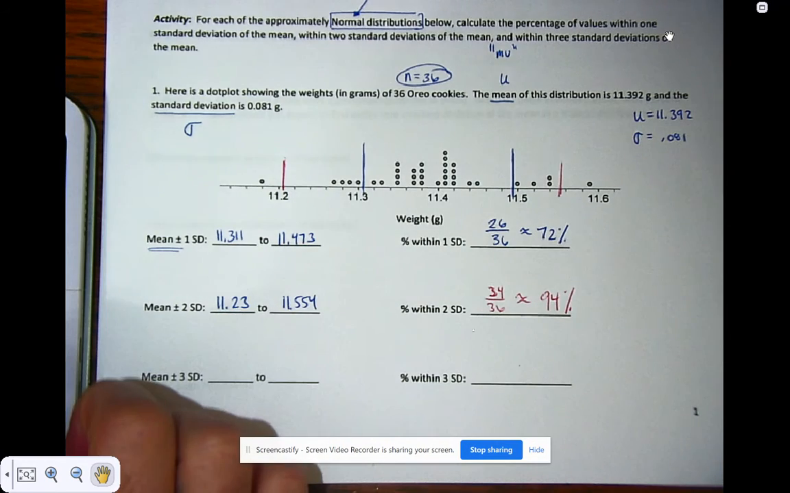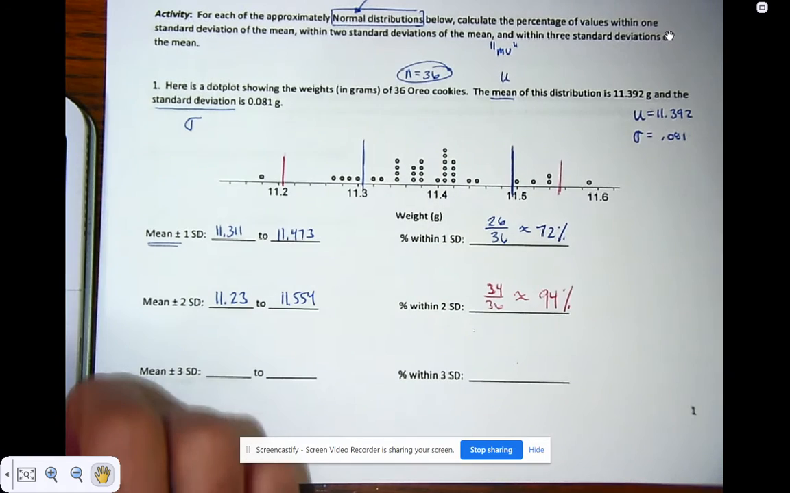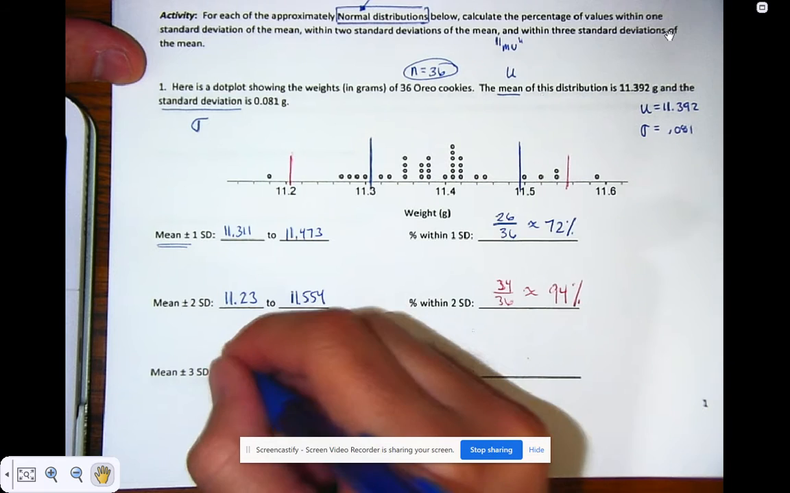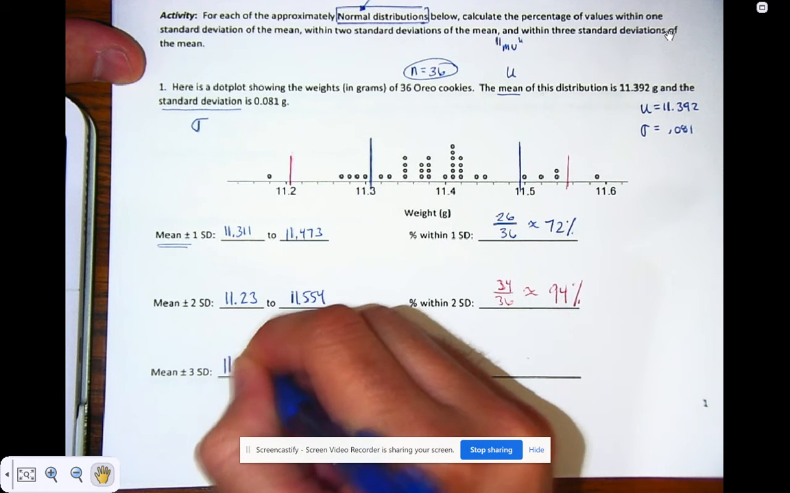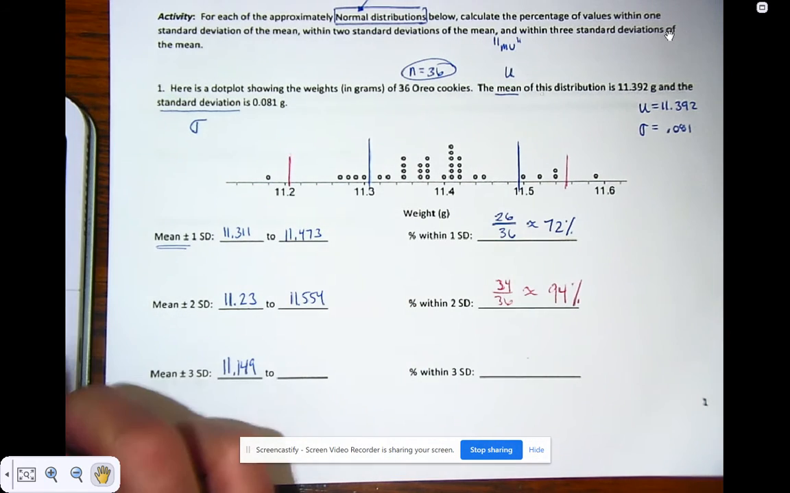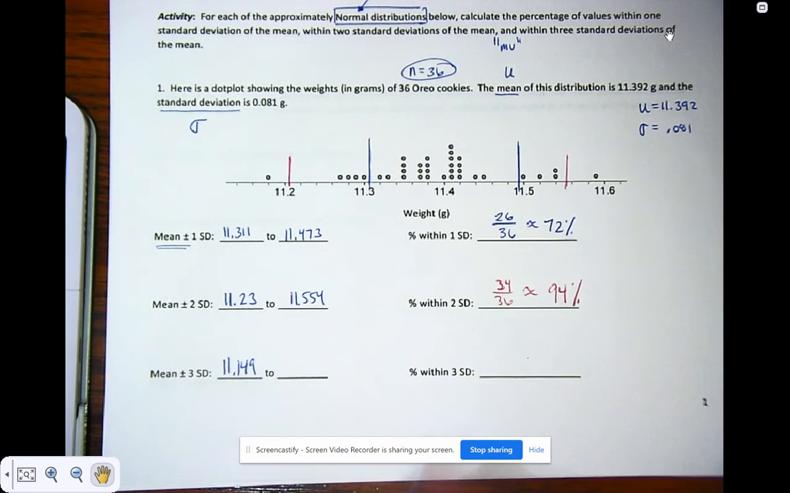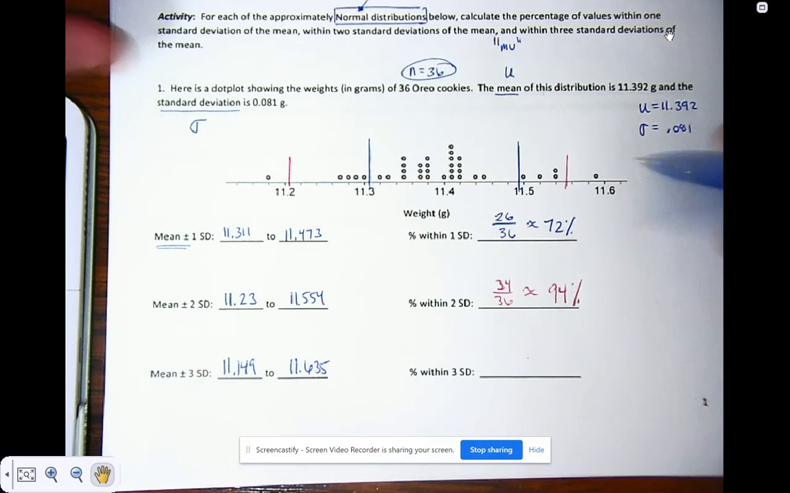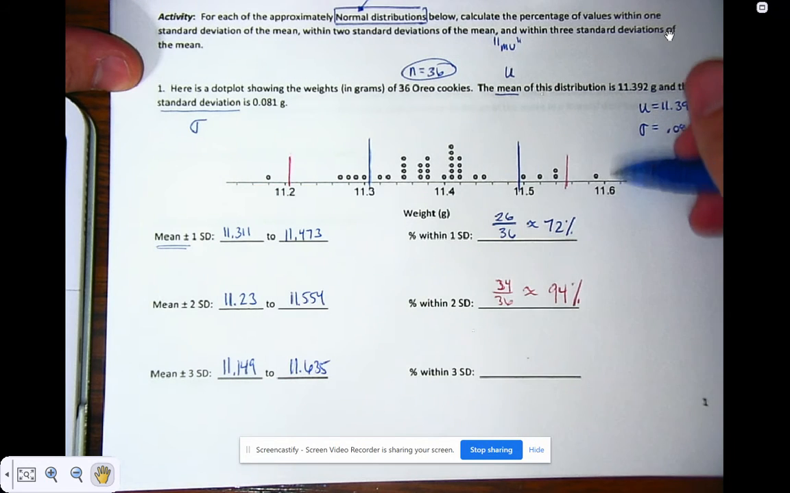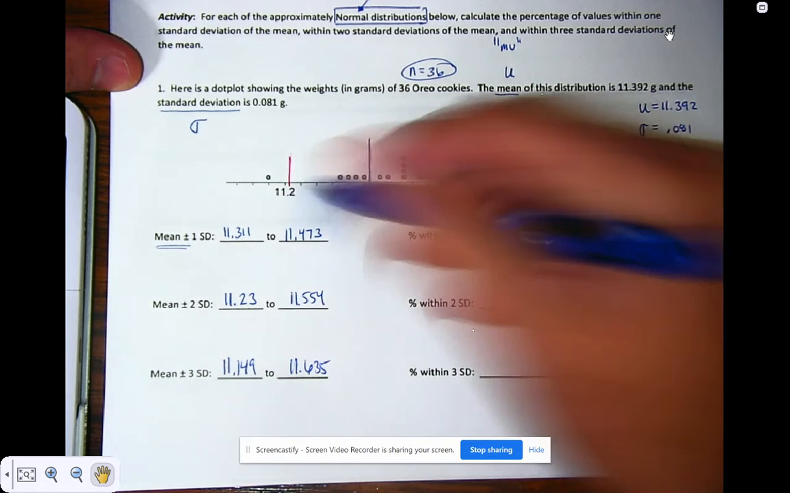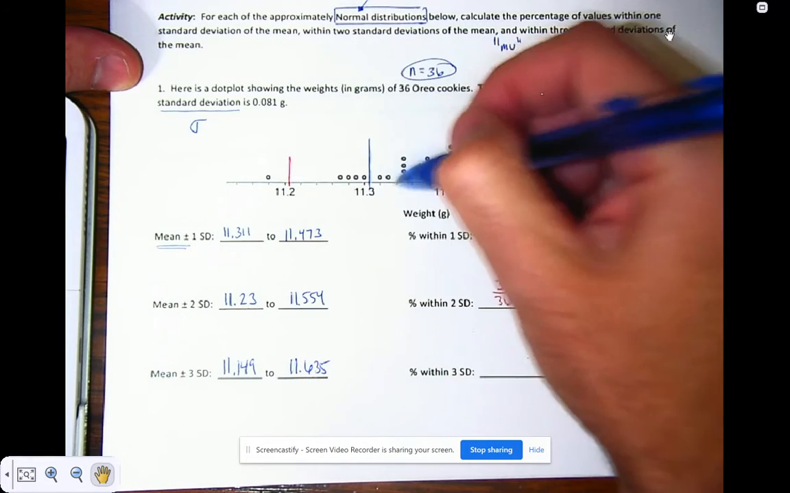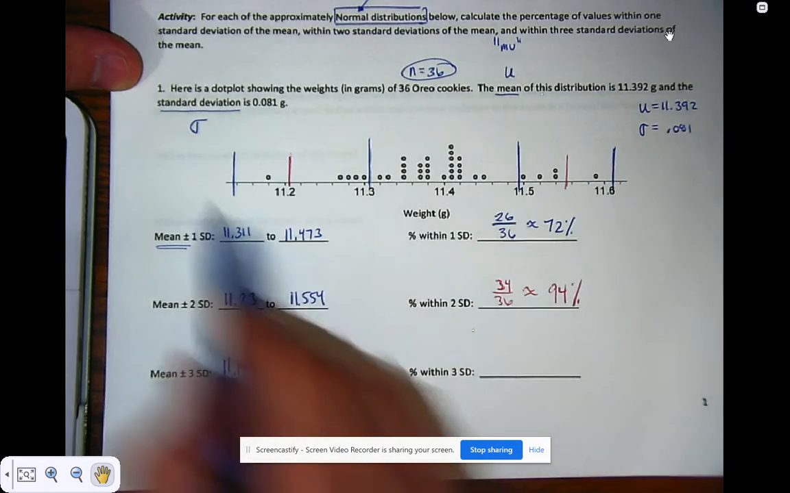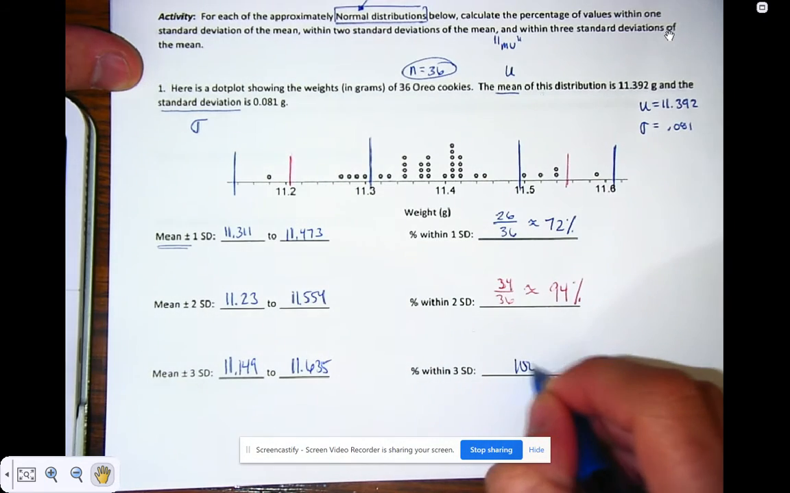Okay. All right. So I'm going to fill these numbers in for you here. If you take away 3 standard deviations, we go all the way down to 11.149. And if I add 3 standard deviations, I get 11.635. Okay. So again, now we're out here at 11.635 and down to 11.1, which would be way down here. And you can see that within 3 standard deviations, we've captured all of the data.